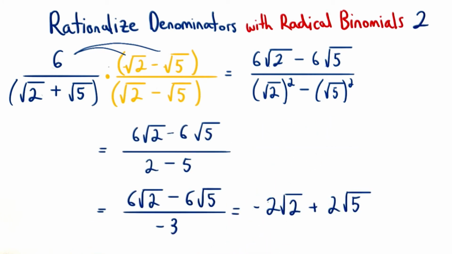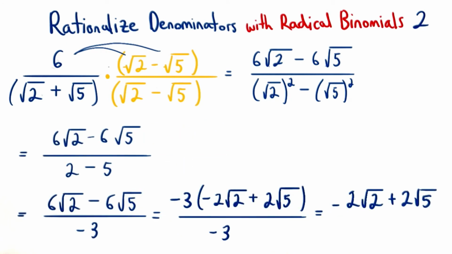And here's where we want to be careful. When we simplify, we can divide negative 3 into this term and into this term. 6 divided by negative 3 is negative 2, and negative 6 divided by negative 3 is positive 2. This is how we get our answer of negative 2 root 2 plus 2 root 5.